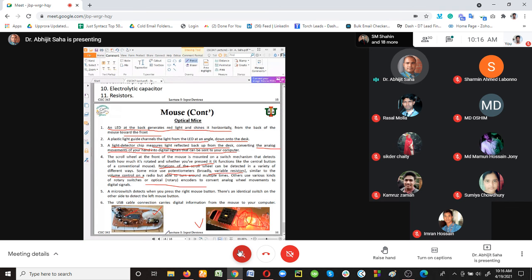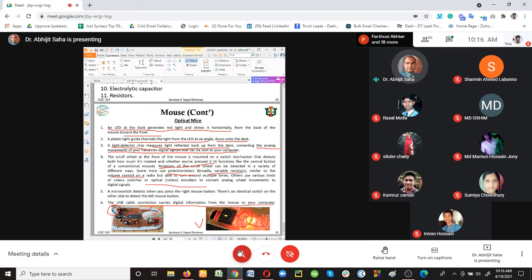So number 5 is talking about a micro switch that detects when you press the right mouse button. This is for the right mouse button. When you're clicking on this switch, there is an identical switch on the other side to detect the left mouse button. And number 6 is the cable, the USB cable, which is connected to your computer system.